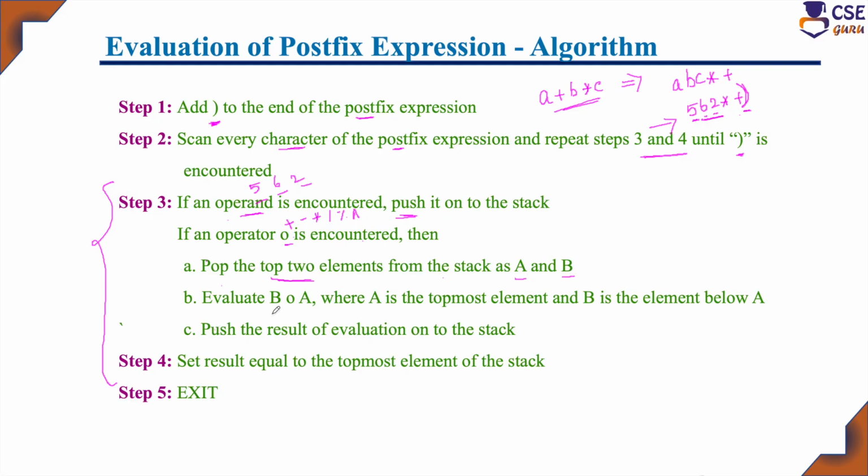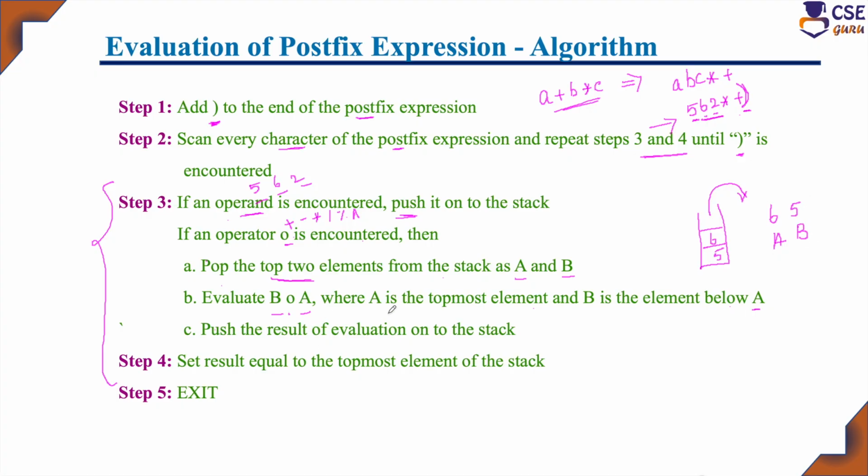Then evaluate B into A, where A is the topmost element and B is the element below A. For example, here, if you consider this is 5 and this is 6, pop it. First, when popping, 6 will be popped and 6 will be considered as A. And next, when popping, 5 will be popped. This will be considered as B.